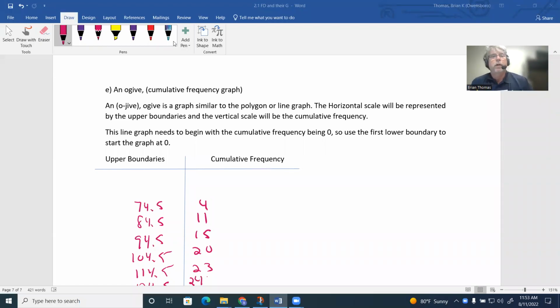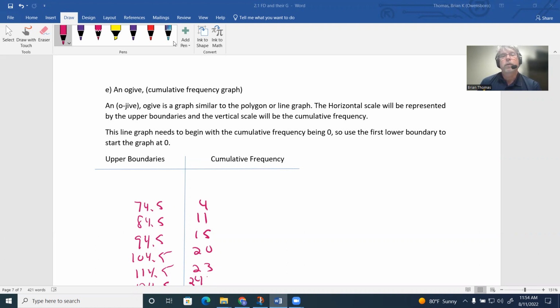So as we wrap up on working with the frequency distribution, we want to talk about a graph that's called an ogive. It's also known as the cumulative frequency graph. So an ogive, and I guess this is kind of the pronunciation, it's not "ogive", it's actually more of a J sound. An ogive is a graph similar to a polygon or line graph.